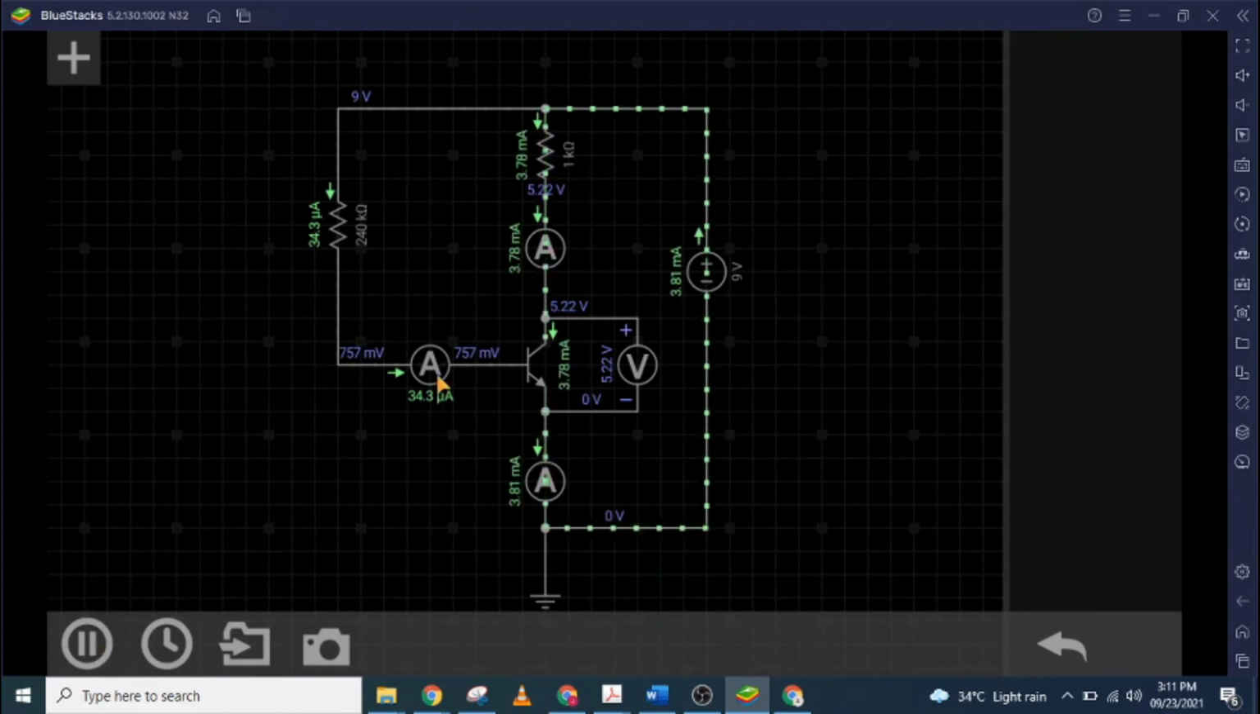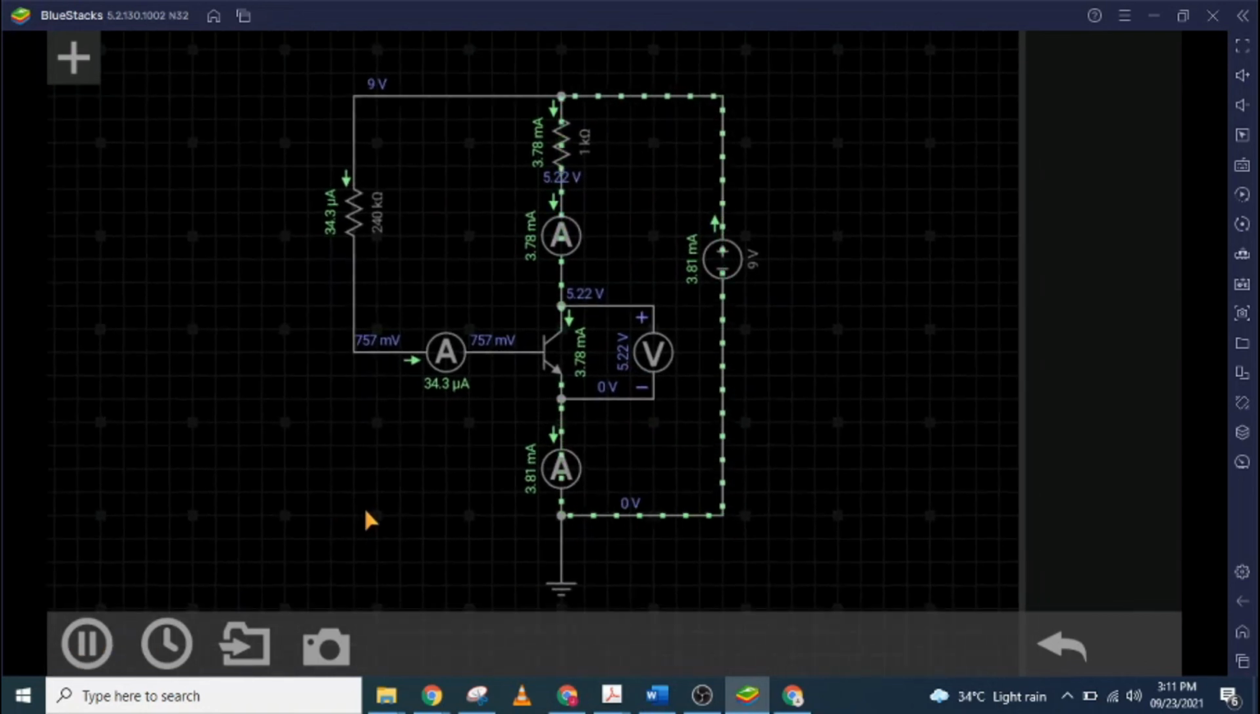Ayan, we have our base current here, 34.3 microamperes. We have our collector current, 3.78 milliamperes. And we have our IE, or the emitter current, 3.81 milliamperes. Now, try to compare this one, itong mga values na nakuha natin dito, with the ones that you have solved dun sa ibabaw, dun sa question number 2. And then for VCE, we have 5.22 volts. This one.